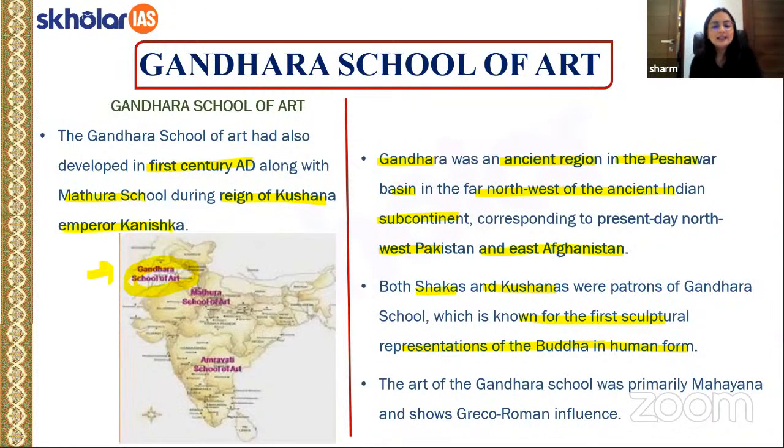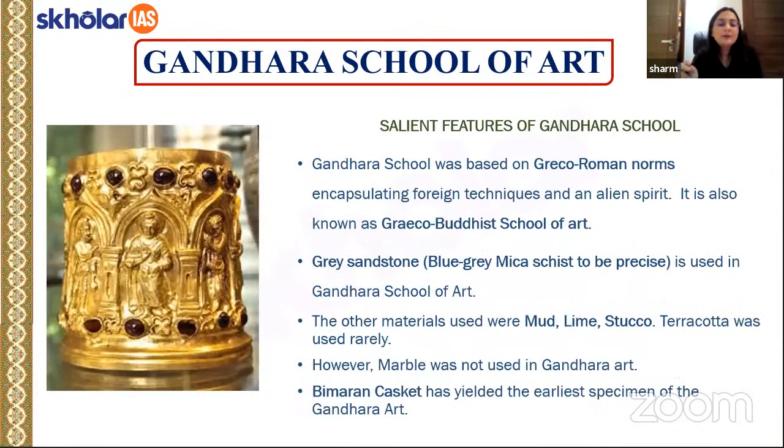Okay. Now, having said that, students, it will be important to note that the art of the Gandhara school was primarily Mahayana and shows Greco-Roman influence. Obviously, when the Buddha started being depicted in human form, this feature itself belongs to Mahayana Buddhism. And that is why all the themes depicted in the Gandhara School of Art were Mahayana in nature. And as I have told you, since the area was a confluence of cultural identities, the Gandhara School of Art was particularly influenced by the Greco-Roman culture, that is the Greece and Roman area.